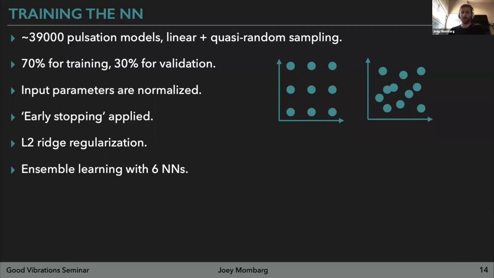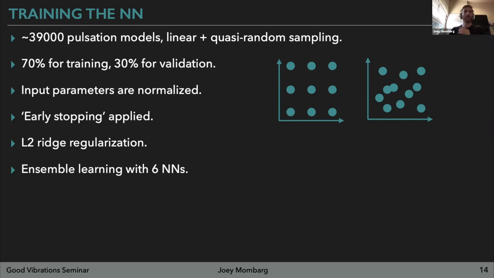I've sampled this in two different ways. Firstly, linear. This has the advantage that you only vary one parameter at a time, so the neural network can really learn well what the effect is of that specific parameter. We'll also partly sample the grid quasi-randomly, as you see on the right. This has the advantage that you sample the parameter space much more finely. So you kind of have the best of both worlds in that sense. I'm using 70% of the models for training and then 30% to validate the neural network.